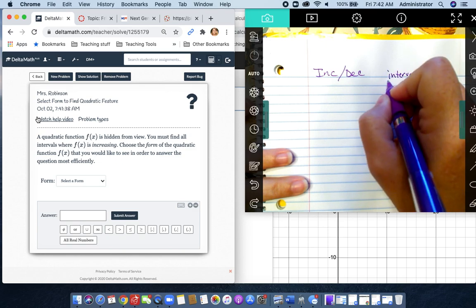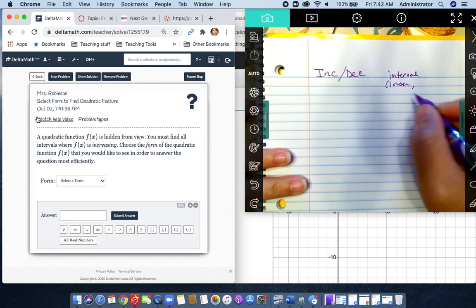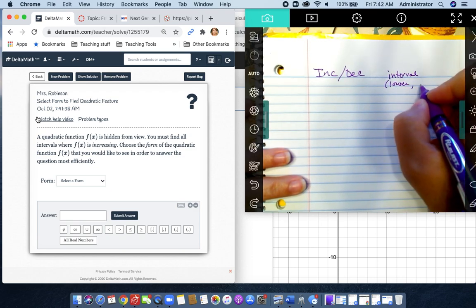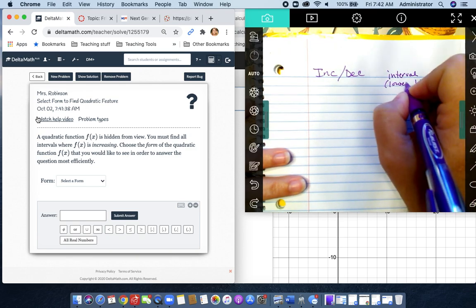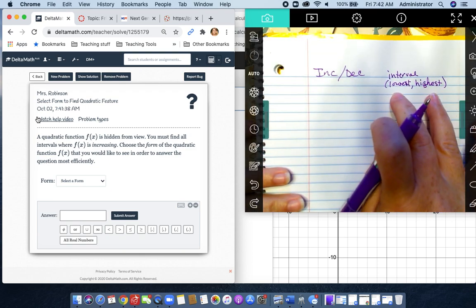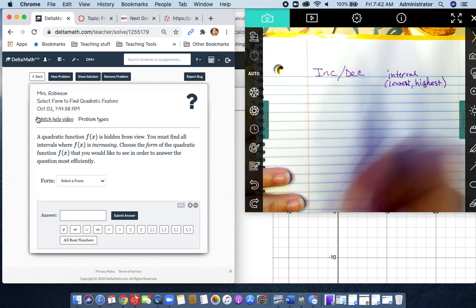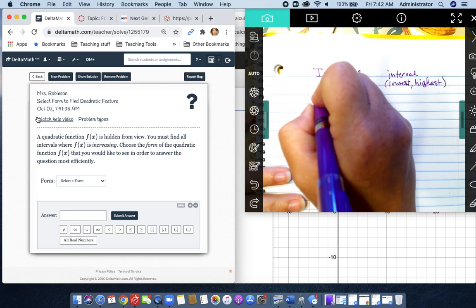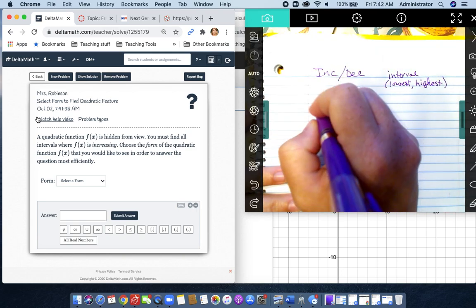So intervals will always be in parentheses. This would be your lower. Just like we think about domain and range, we put our lowest number on the left and our higher number on the right. These are the lowest and highest values that describe what is happening on an interval, and we're going to do increase, decrease. So first I want to talk about a parabola that opens up.